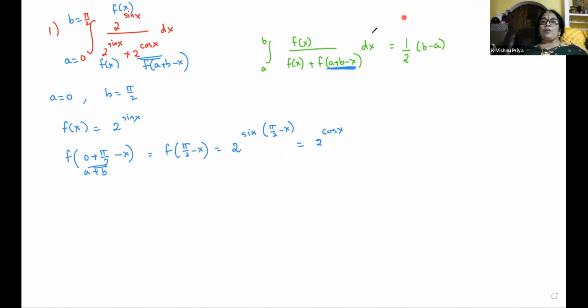So as per the formula, what should I write now? The answer for this integral, what will it be? You tell me. First I will write 1 by 2, then I will write b minus a. So the final answer is pi by 4 for this integral. Isn't it easy? Let us practice some more problems. It will be still easier for you.